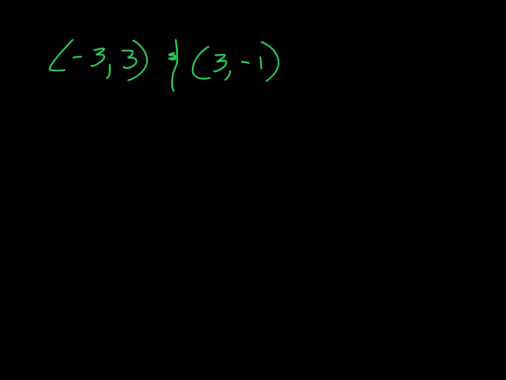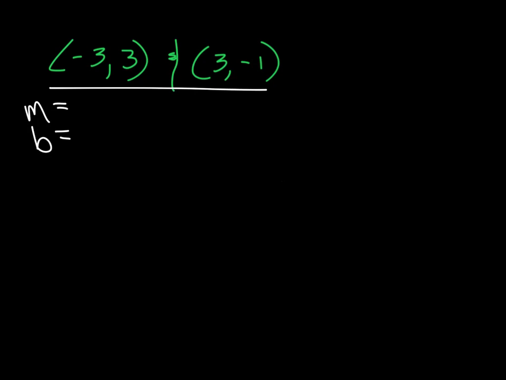Alright, so here's the key. When you're asked to graph any line, you need to know the slope and you need to know the y-intercept. If you know those 2 pieces of information, you can easily graph the line, and you can easily write the equation. So given 2 points, we're going to find the slope and the y-intercept.